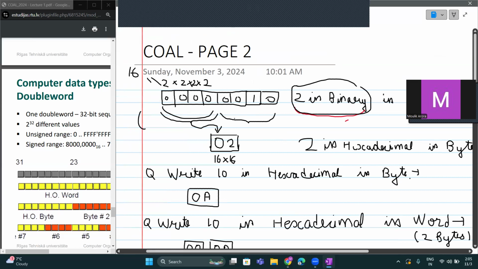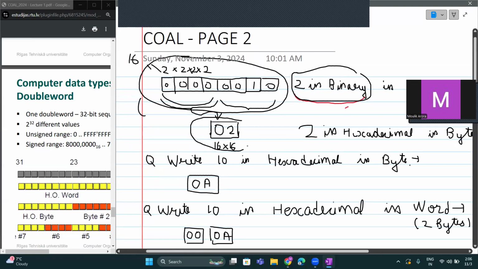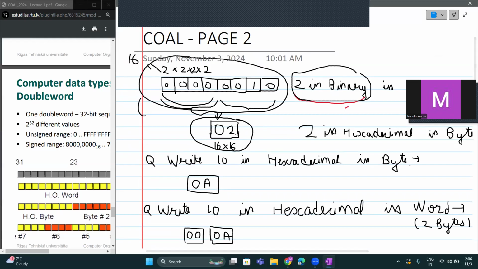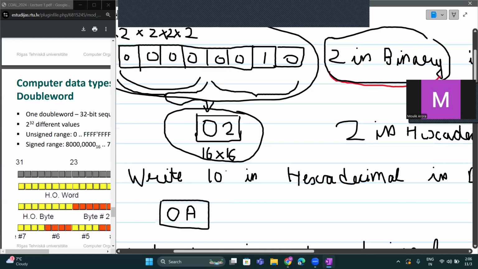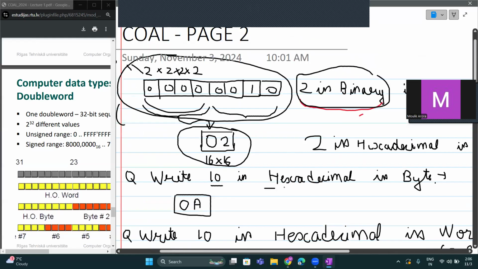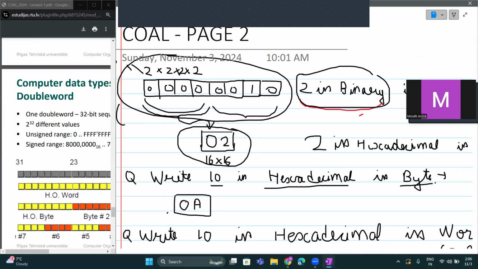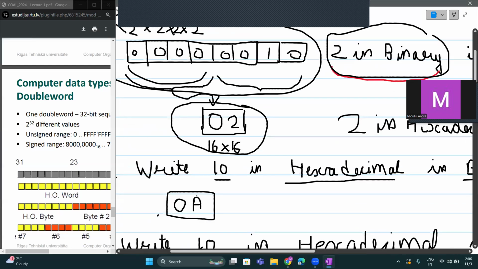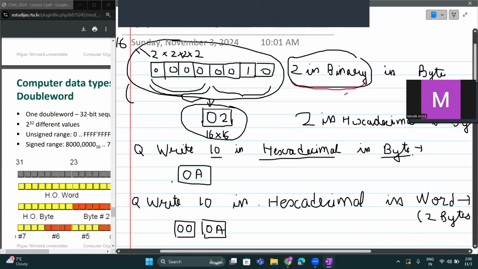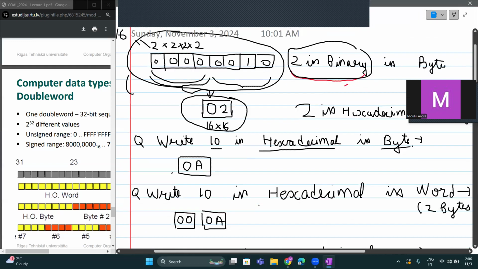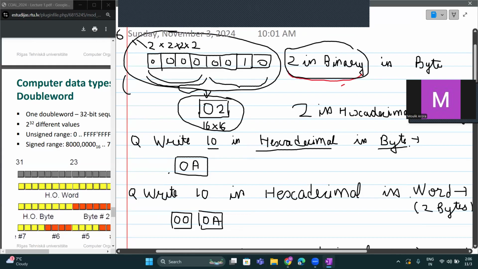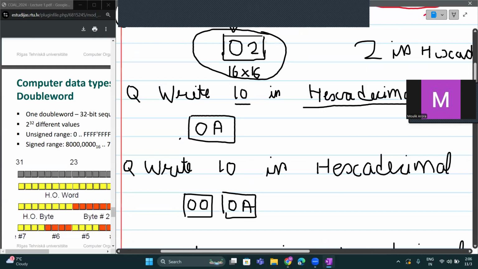As you know, a byte has 8 bits. So these 8 bits have 2 in binary format, and now these 8 bits, or 1 byte, has 2 in hexadecimal format. Similarly, if we want to write 10 in hexadecimal in a byte, we make a byte like this and we write 0 and A, which is, as you know, 10. Similarly, if we want to write 10 in hexadecimal in a word, so we have 2 bytes, we just write it as 00 and 0A.